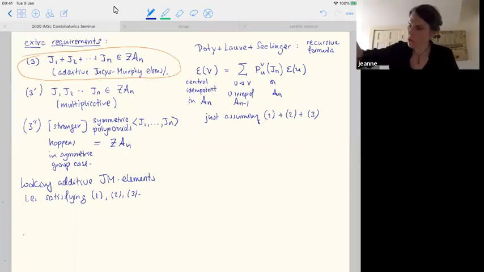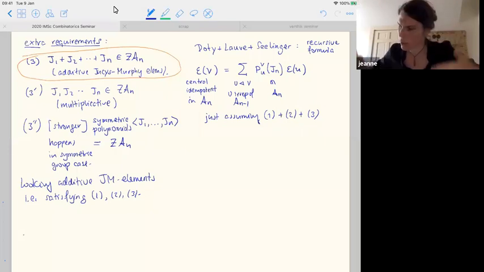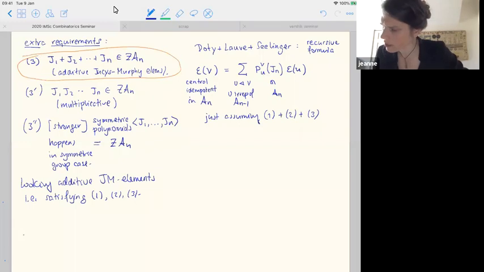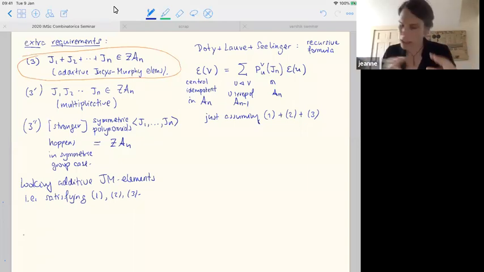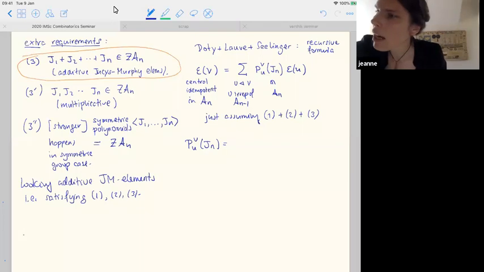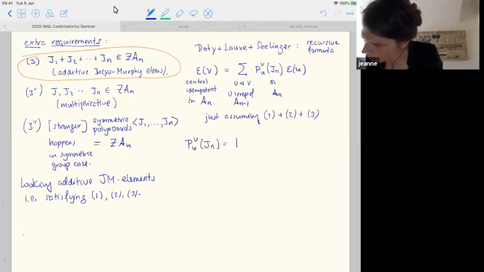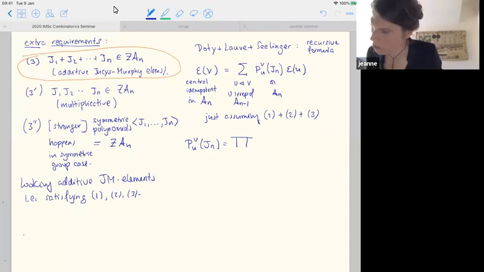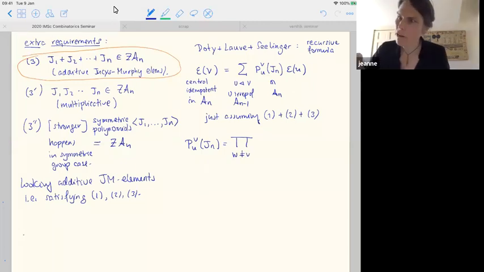So you express the central idempotent by peeling away at each level of the branching. What this does is give a connection between the central idempotents and the Jucys-Murphy elements, but also, more importantly, the contents, because this P_{U,V}, I can write it explicitly. It's just going to be a product over the W's, which are not equal to V, but which also cover U.